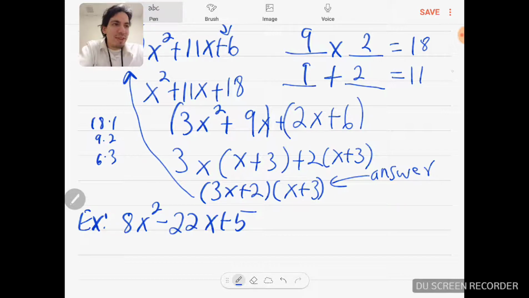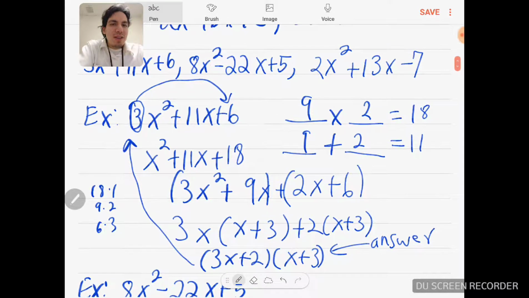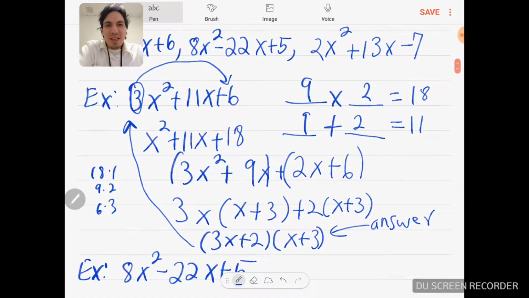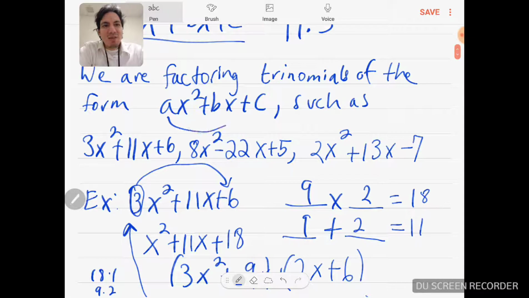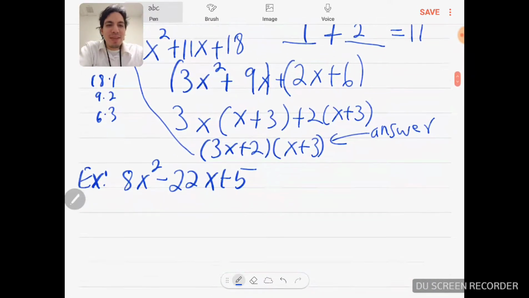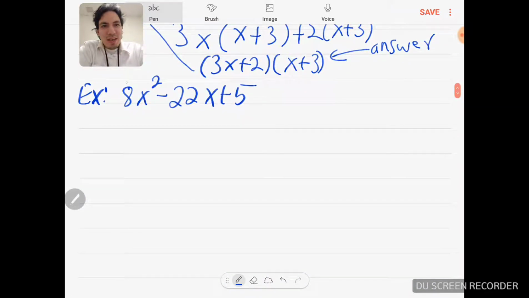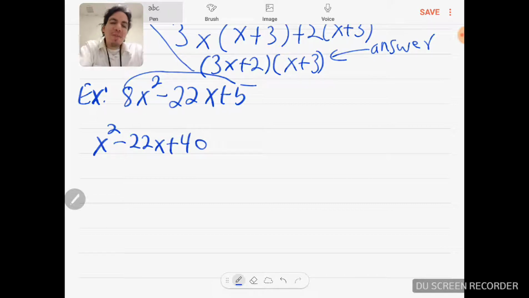So it's called the AC method, where you multiply the numerical coefficient with the last constant, which is c. Get it? AC. Basically, you take A and you multiply C. That's basically the idea. So we'll do the same thing here. 8 times 5 would be x squared minus 22x plus 40.